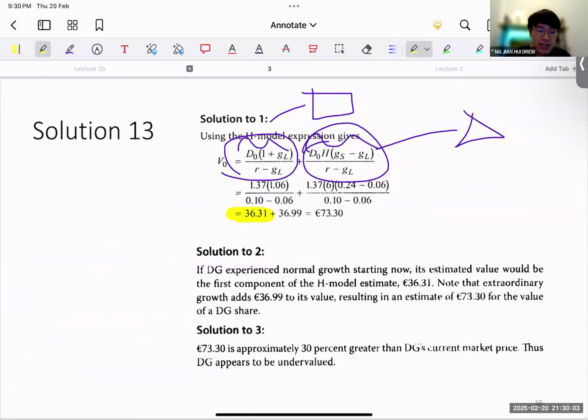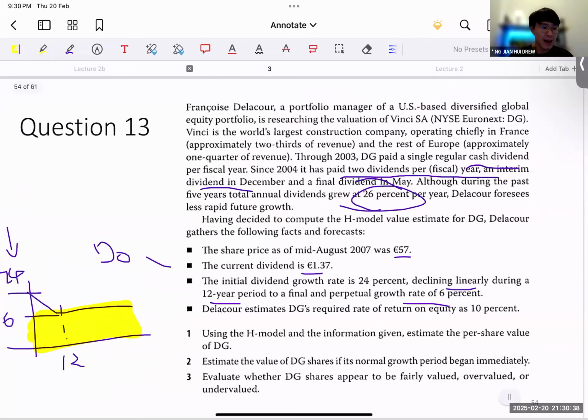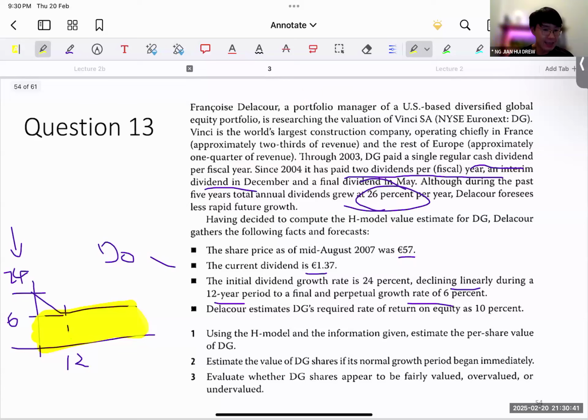So the solution in part two explains that if DG experiences normal growth starting now, the estimated value would be the first component, which is the rectangle, like what we mentioned, the rectangle of the H model, which is 36.31. So note that the extraordinary growth adds 36.99 to its value, resulting in this. So I hope this explanation shows you that the rectangle is your normal growth, right? Which is this part here given by this color portion.